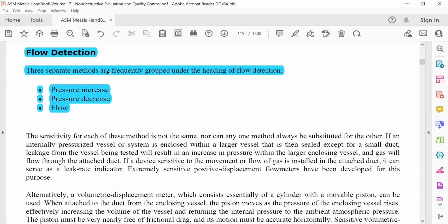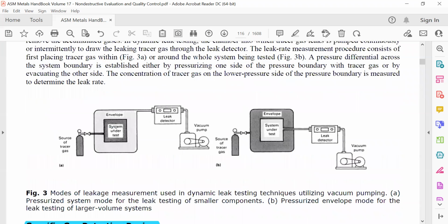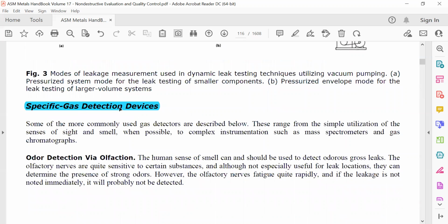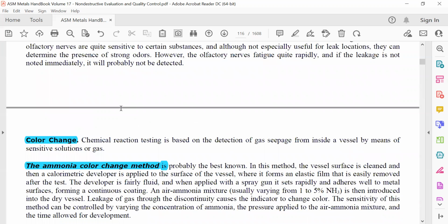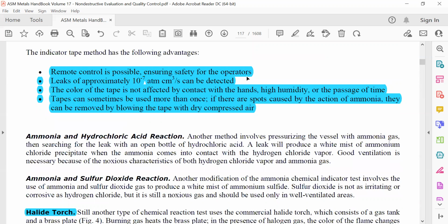Leak detection, three separate methods: pressure increase, pressure decrease, flow, frequently grouped under three. Leak testing of pressure system using specific gas detector, static leak testing, dynamic leak testing. Specific gas detection device, remote control is possible, ensuring safety of the operator. Leaks of approximately 10 to the minus 7 atmospheric cubic centimeter can be detected.